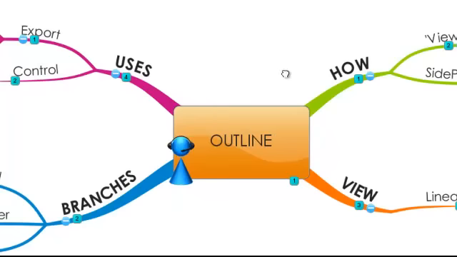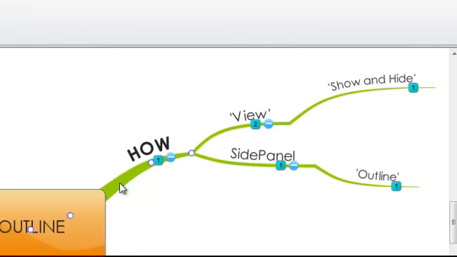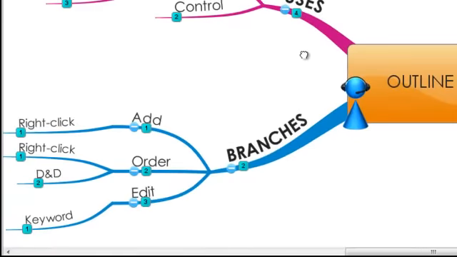So you can see that I drew How first as my main branch, and then the second main branch I drew on this hierarchy is Branches, followed by View, followed by Uses. So 1, 2, 3, 4. Now if we look at the descendants, after How, so number 1 is How, I drew Side Panel first, then I drew View. And if we go over to Branches, you can see that after I drew Branches, I actually drew the keyword Add, then Order, then Edit.